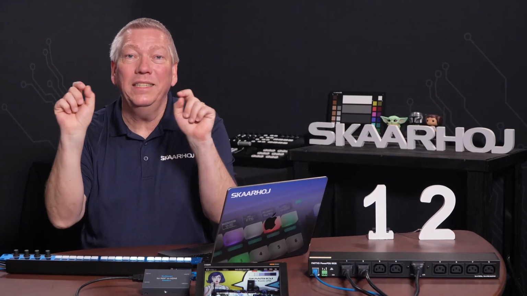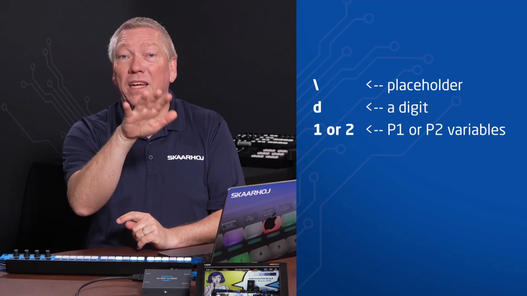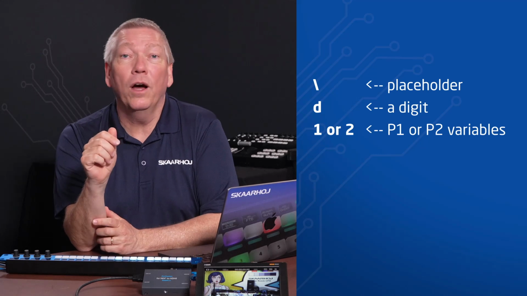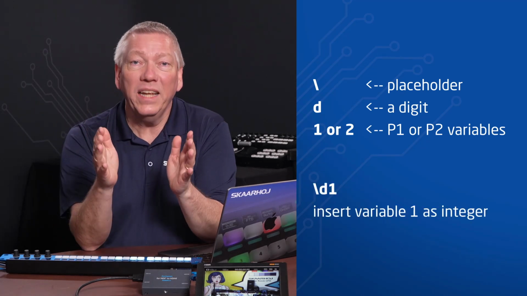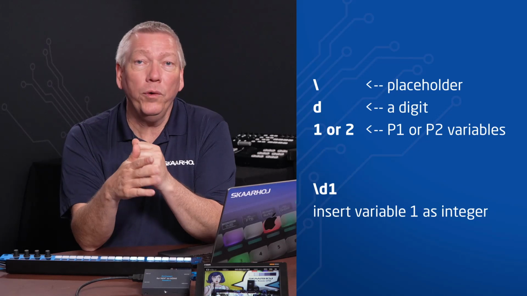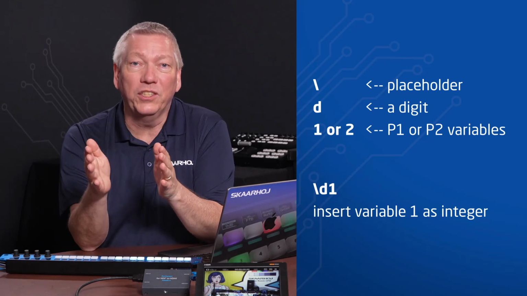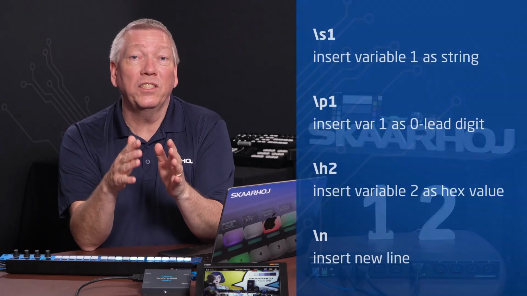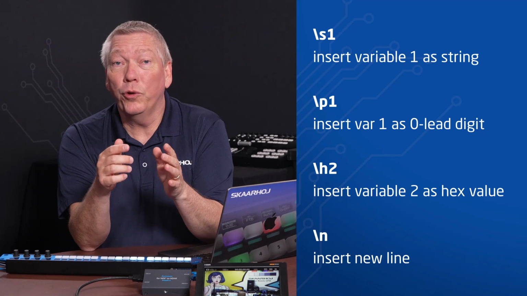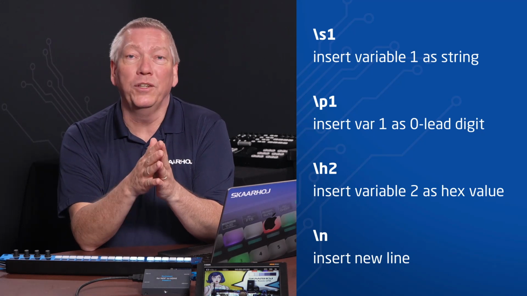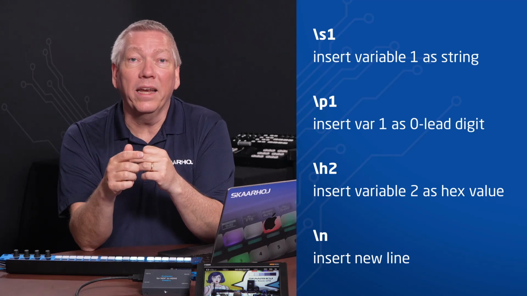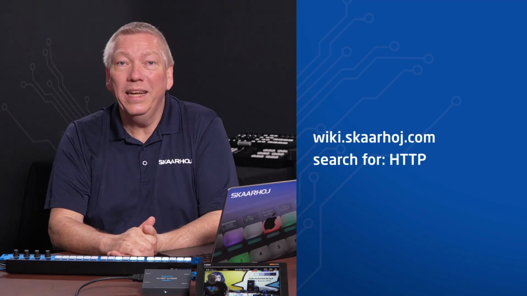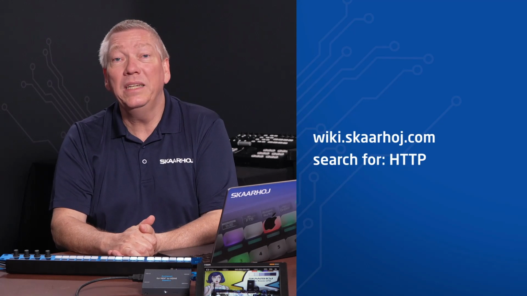Backslash means this is a placeholder. D means a digit, and 1 and 2 are the P1 and P2 variables we set on the button. So \d1 means insert variable 1 as an integer. There are other placeholders, for example \s1, which means insert variable 1 as a string value, or \n, which means new line. Please read more about this in our wiki article HTTP Device Core.